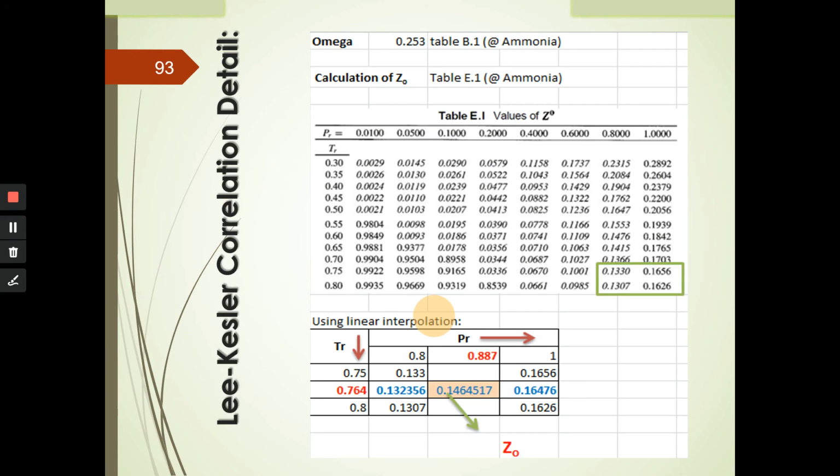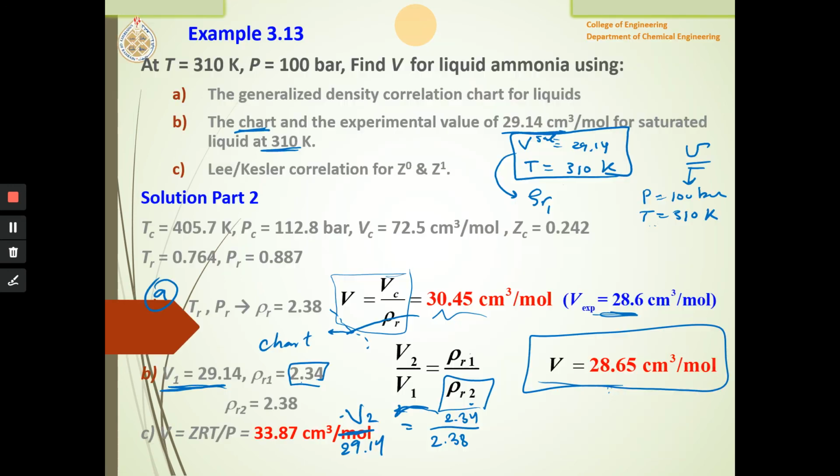Here, I will show you in detail how I did this. Generally speaking, I need Z = Z0 + ωZ1, so I need to get Z0 and Z1. First of all, I will show you the Cheng-Triple-1 method for the interpolation. You have to go to the TR and PR values. So here it's 0.764, 0.887.